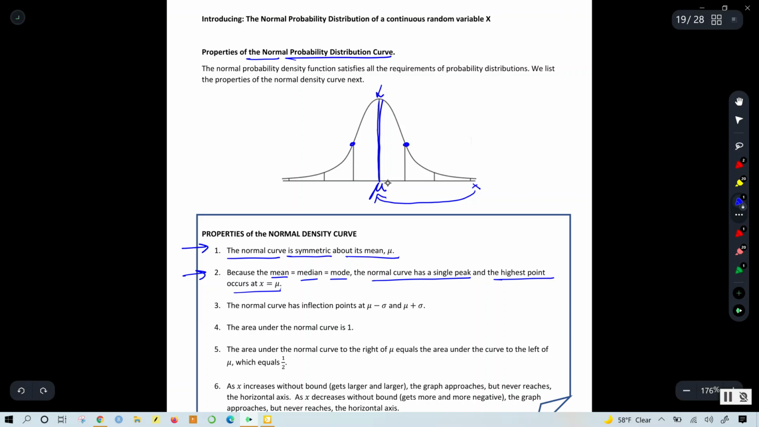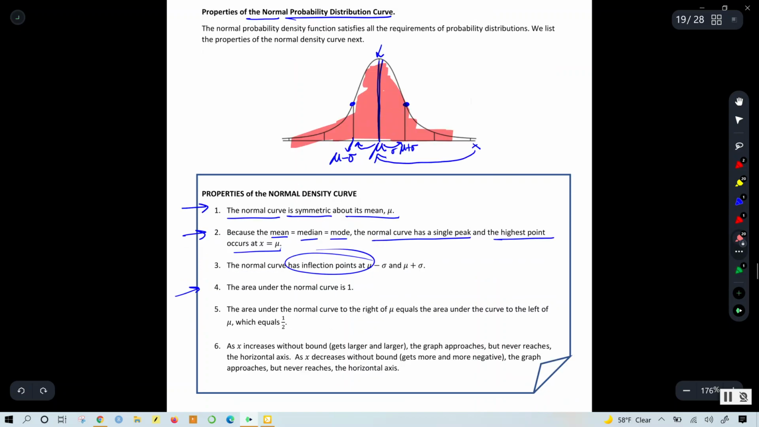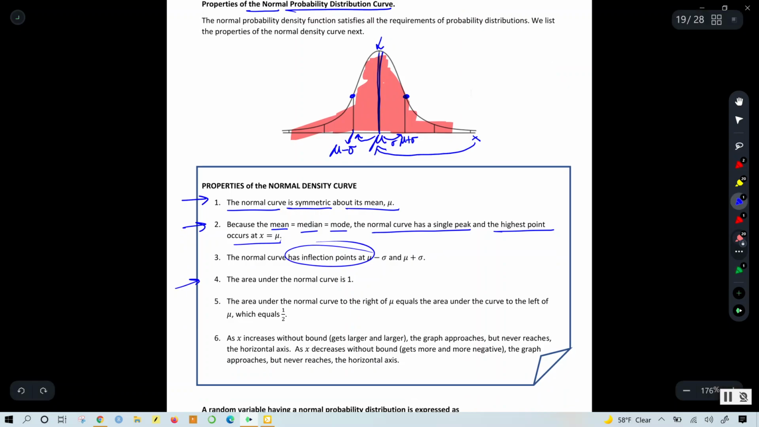Then one standard deviation above, which takes you to the mean plus the standard deviation, and one standard deviation below, which takes you to the mean minus one standard deviation. These two are called the points of inflection. Then again, the next property is that the whole area under the curve represents probabilities. And since probabilities sum up to 1, the area has a size of 1. So the area under the curve is always equal to 1.